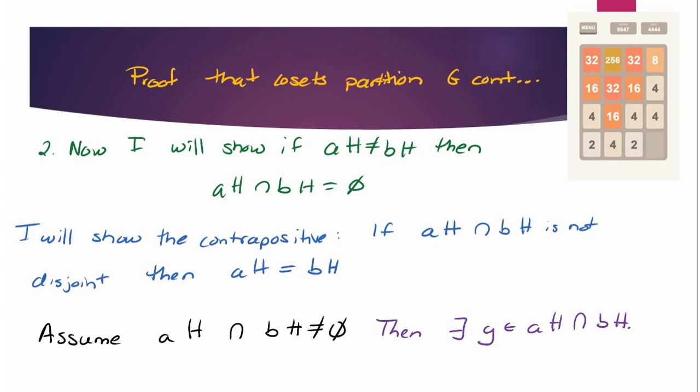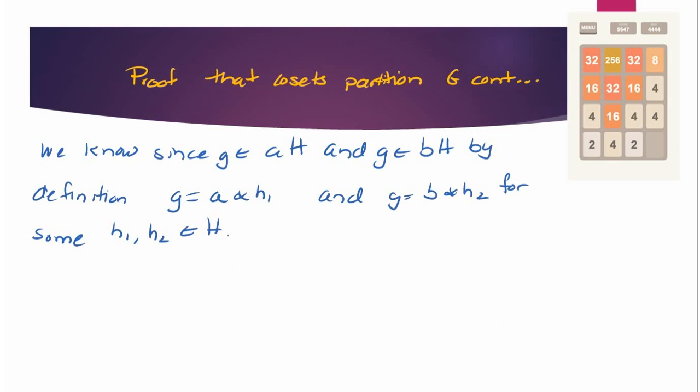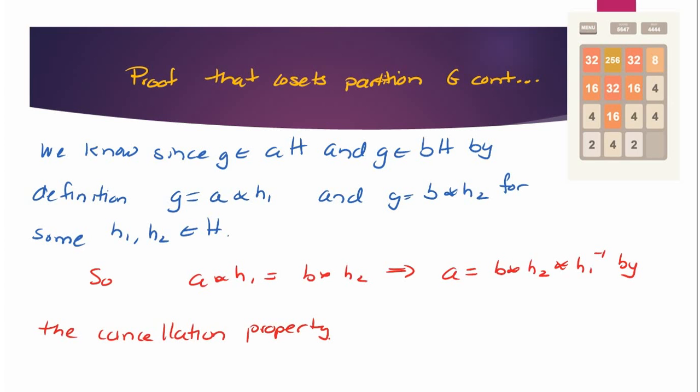Then there exists a g that's contained in both. But if I know that g is in both of them, by definition I know that g is equal to a star h1 and g is equal to b star h2 for some h1 and h2 in H, because that's the definition of belonging to a left coset. So because g is equal to one form and g is equal to another form, they're both equal to each other. And by the cancellation property of groups, I can represent a as b star h2 star h1 inverse.